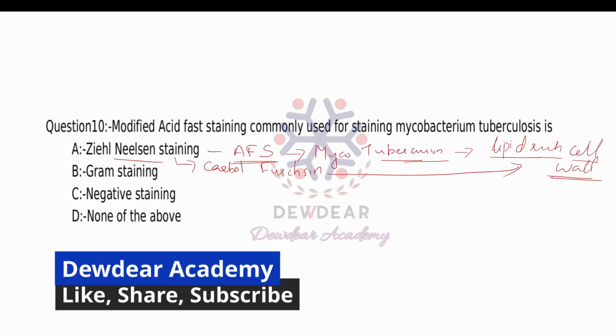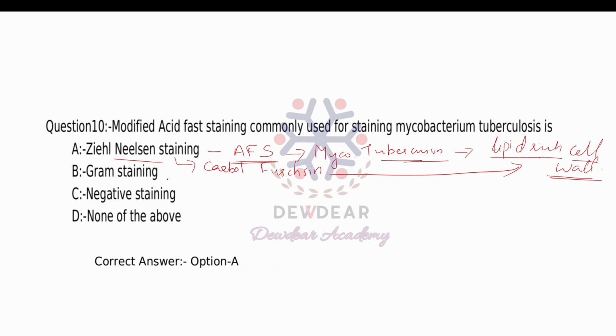Next I am discussing Gram staining. Gram staining is a common staining method. Mainly we use this staining method to differentiate bacteria into two groups, gram positive bacteria and gram negative bacteria, based on the structure of their cell walls. We divide bacteria into gram positive and gram negative using the Gram staining technique.